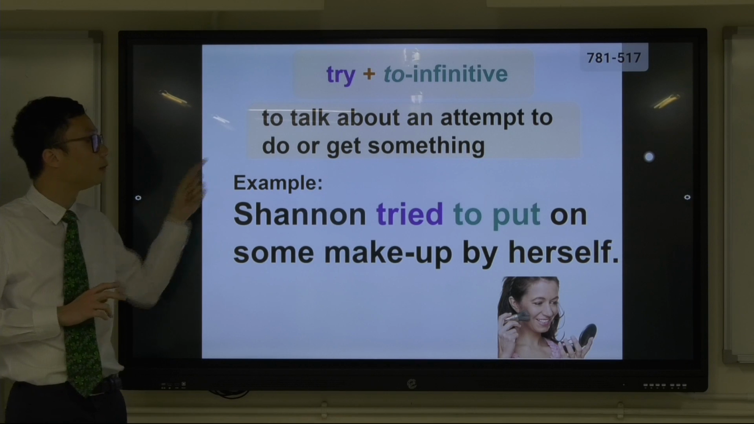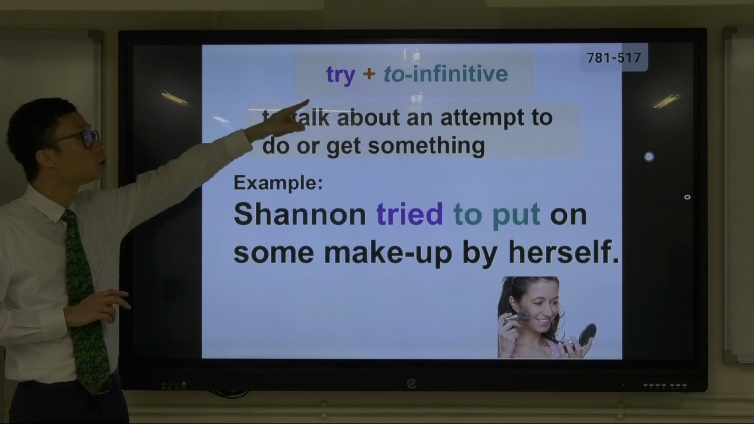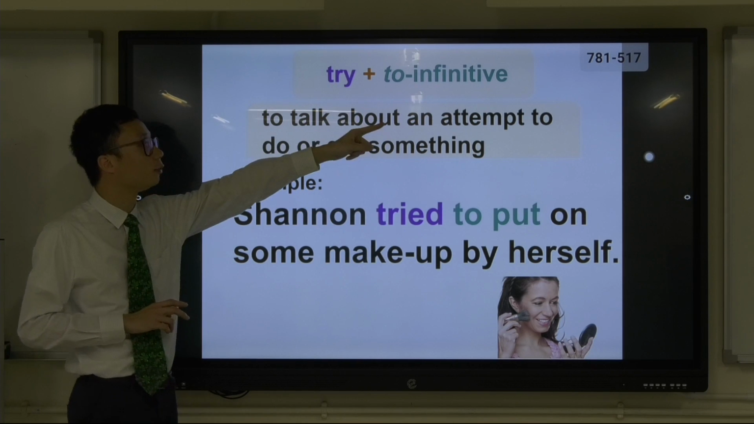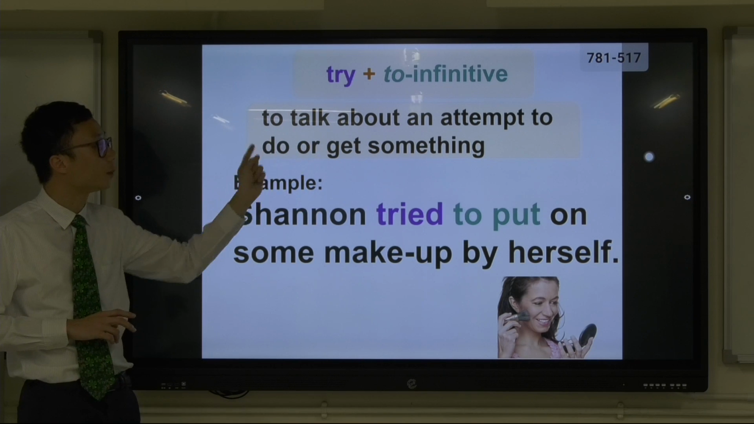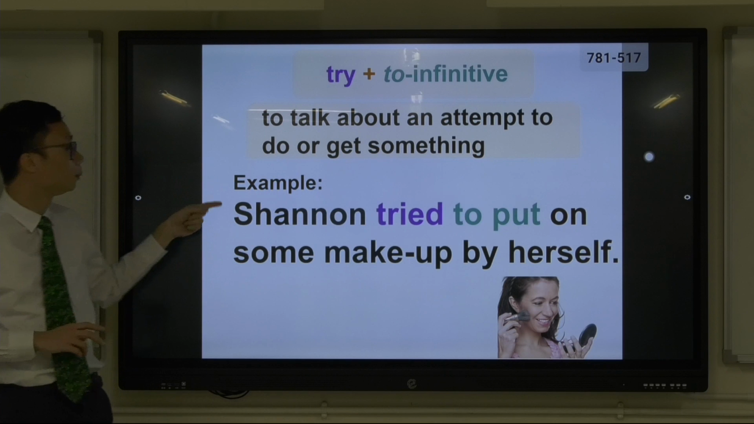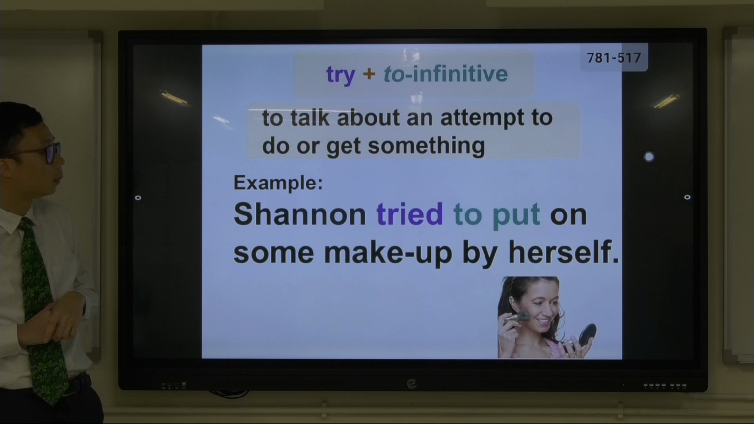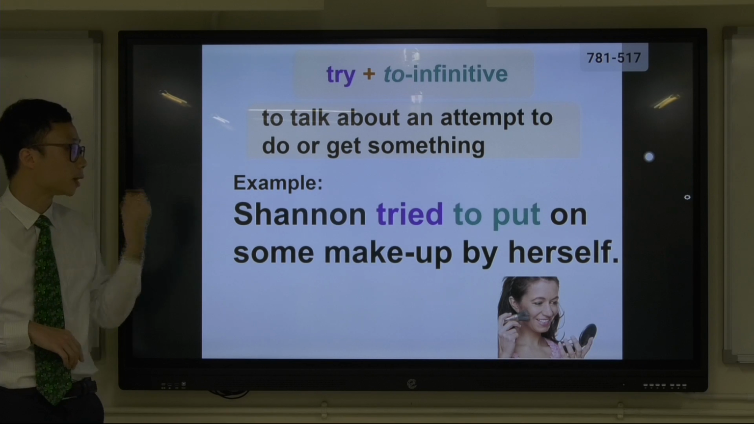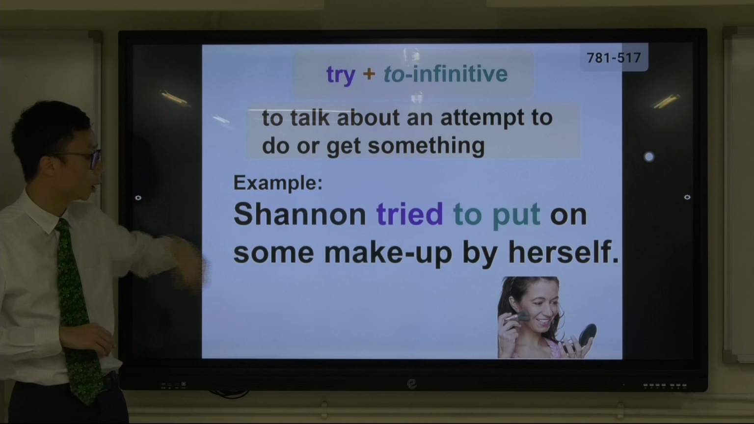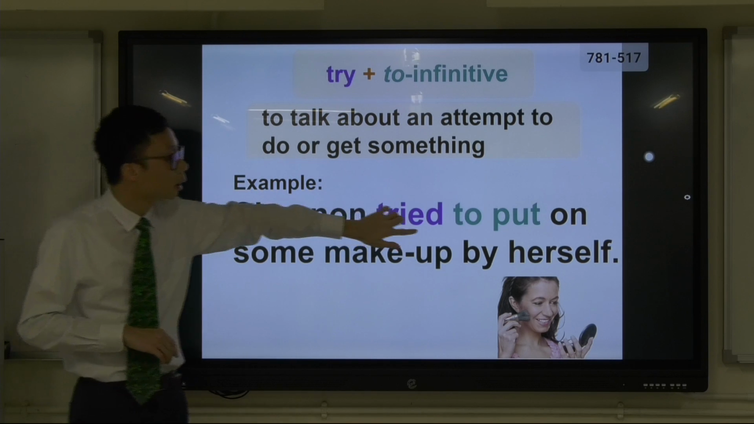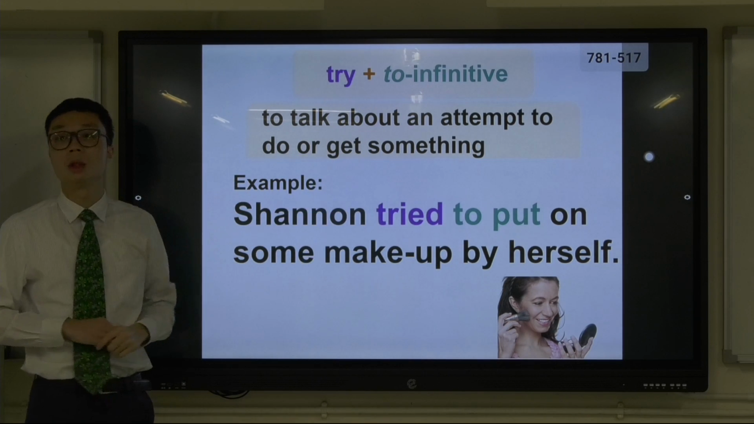Okay, so explain this one. Try and to infinitive is to talk about an attempt to do or get something. An example: Shannon tried to put on some makeup by herself. Shannon attempted to put on makeup on her face. So try and to put on means an attempt to get something.